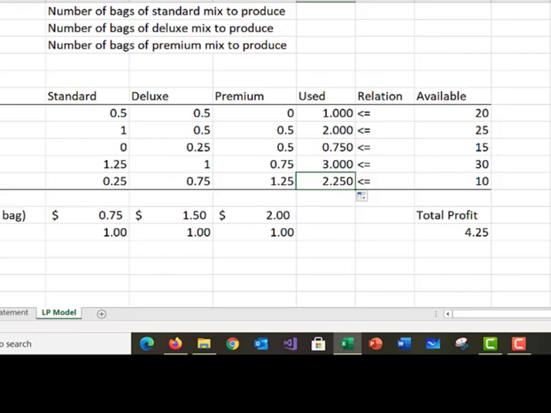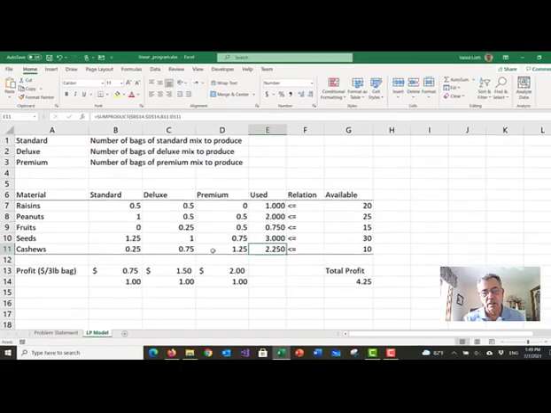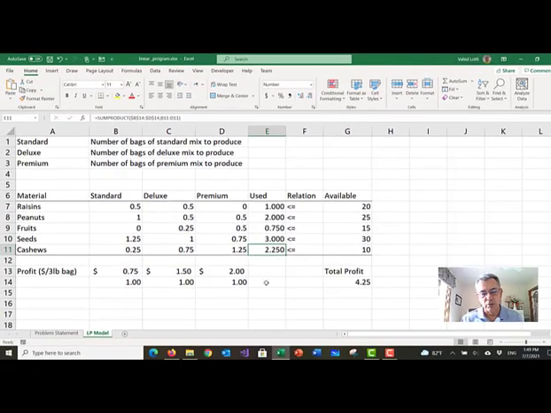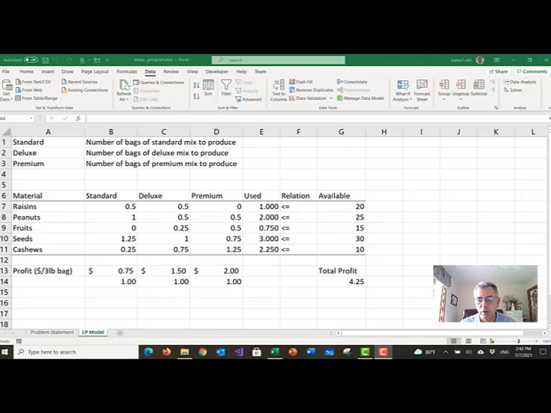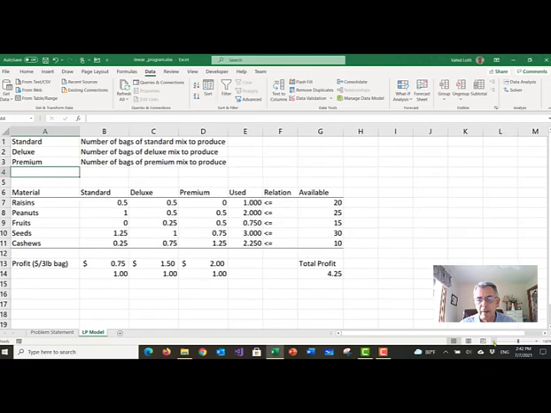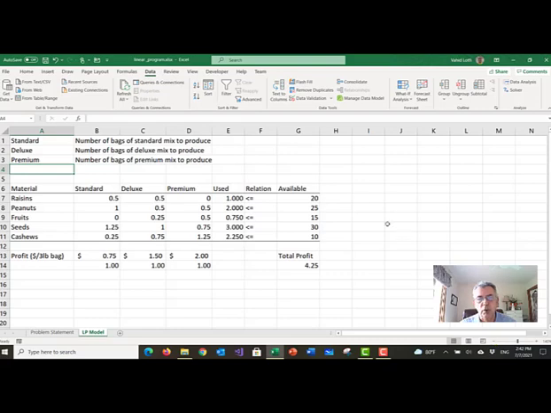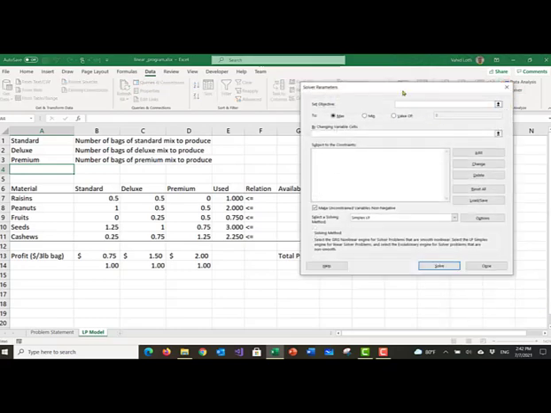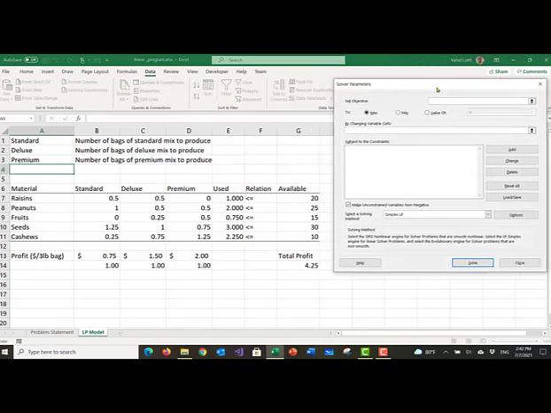We are now actually ready to enter our data into the solver and solve the problem. I'm going to reduce the size of the spreadsheet a little bit so that I can have enough room to work. Click on Data and then Solver, and let me park it here.